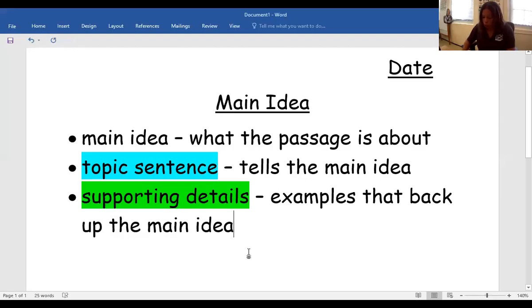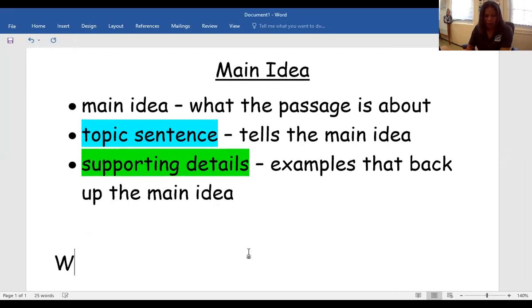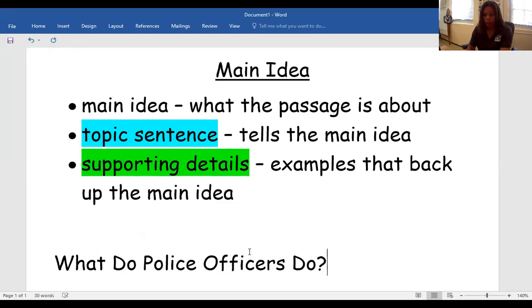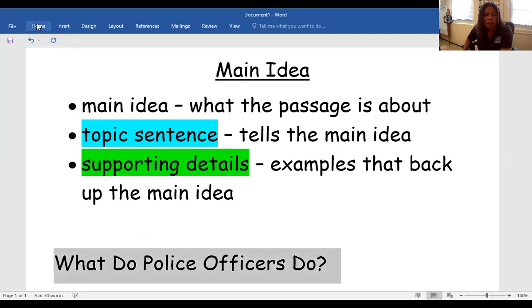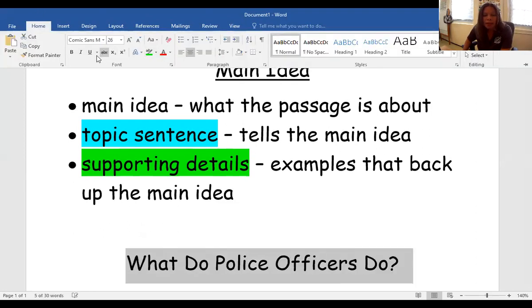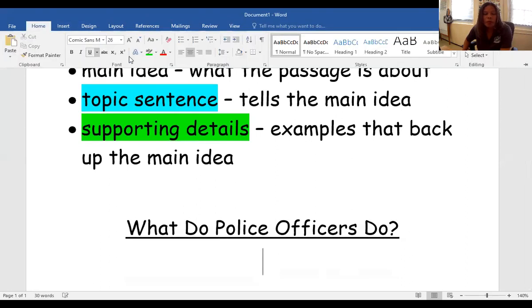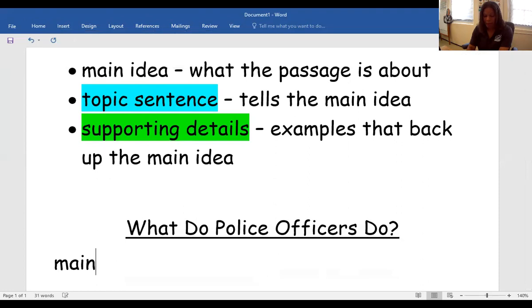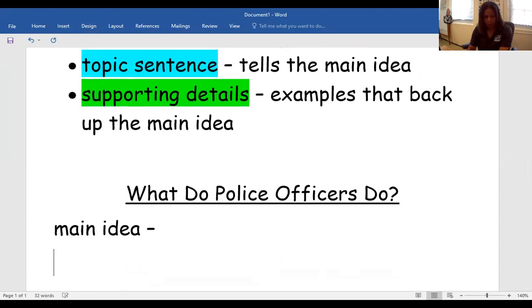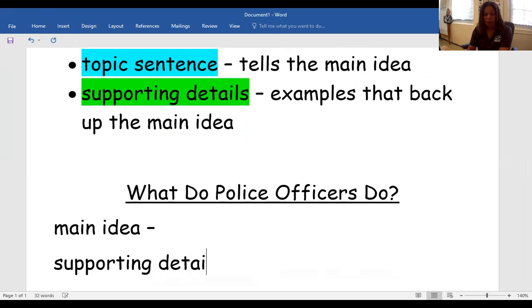Back to your notebook. And then I want you to write the title, What Do Police Officers Do? I'm just going to center mine and underline it. Okay. And then underneath your title, I want you to write main idea and then supporting details. You need to put me on pause to get this written down. You can put me on pause.